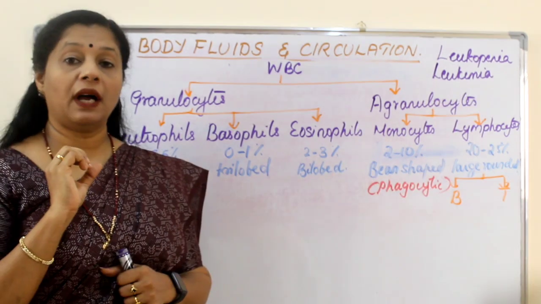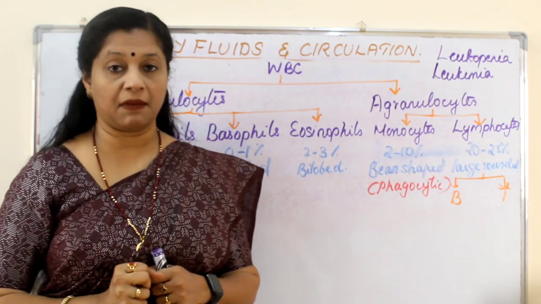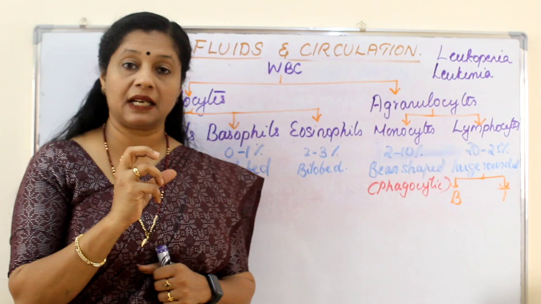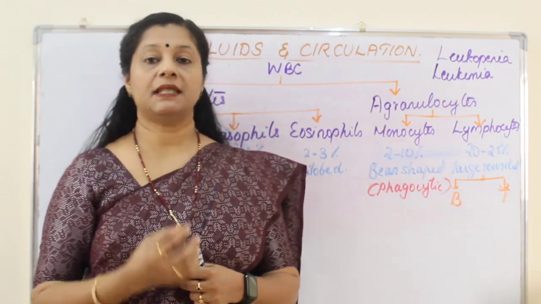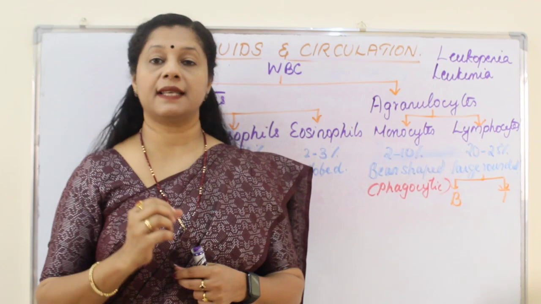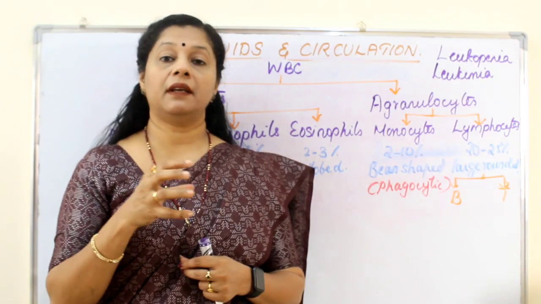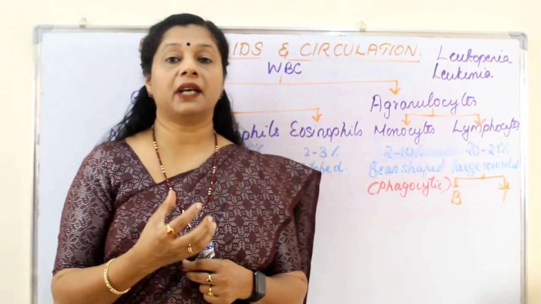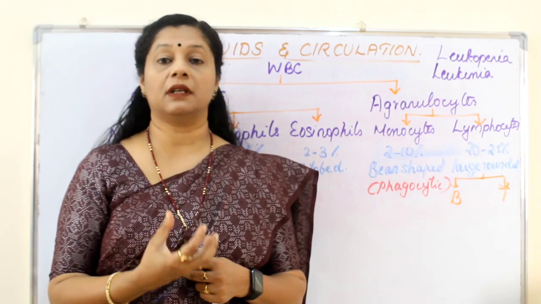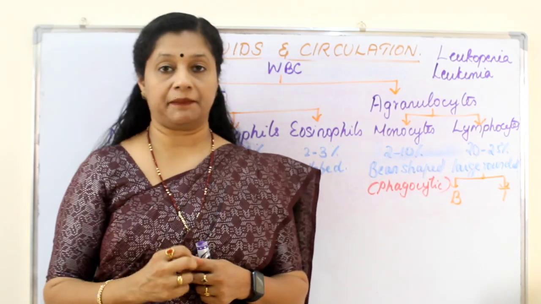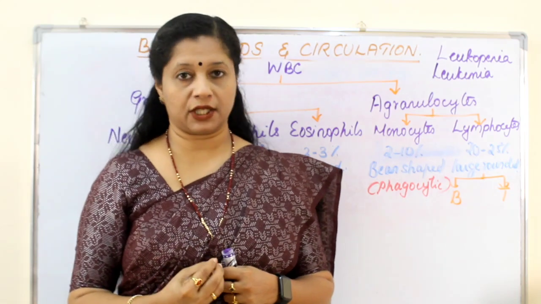Phagocytosis means, you have learned about endocytosis in amoeba. When a food particle comes near an amoeba, it will engulf it. Amoeba can engulf its food materials by extending its pseudopodia. The same way, these neutrophils will be there in the blood. As soon as they come across some foreign particles or bacteria or other harmful particles, they will engulf them. This process is called phagocytosis.